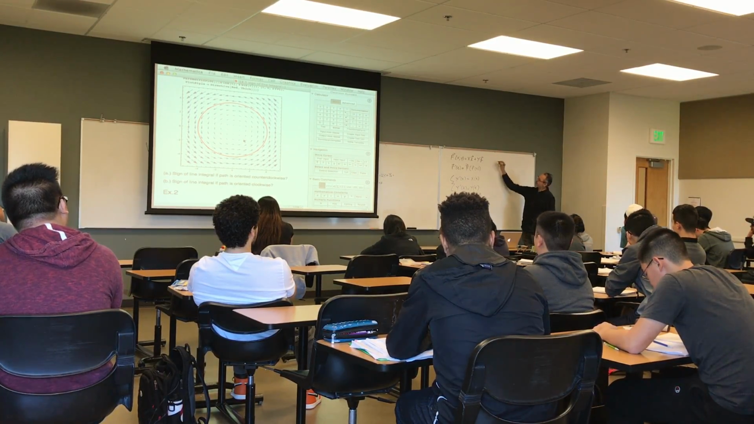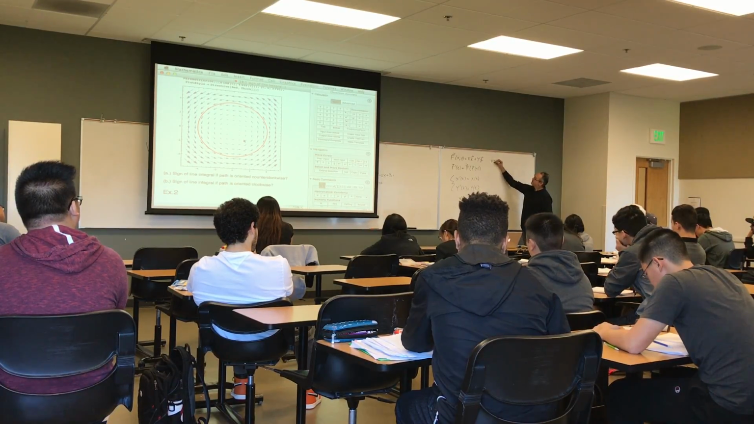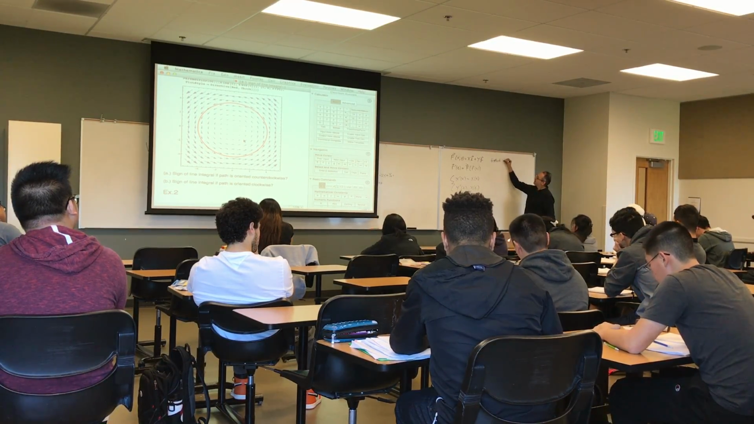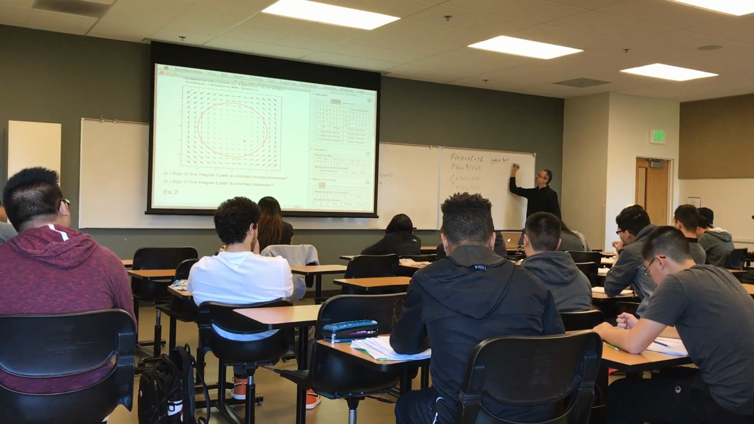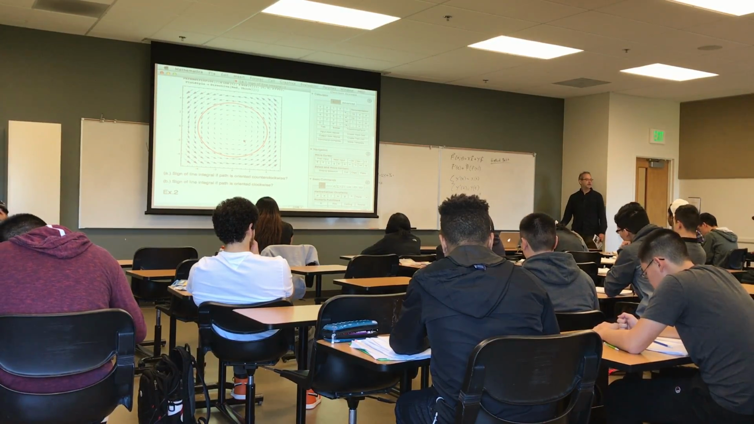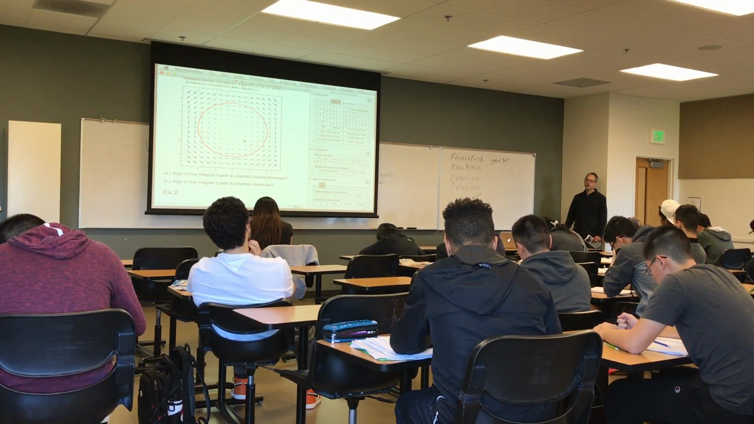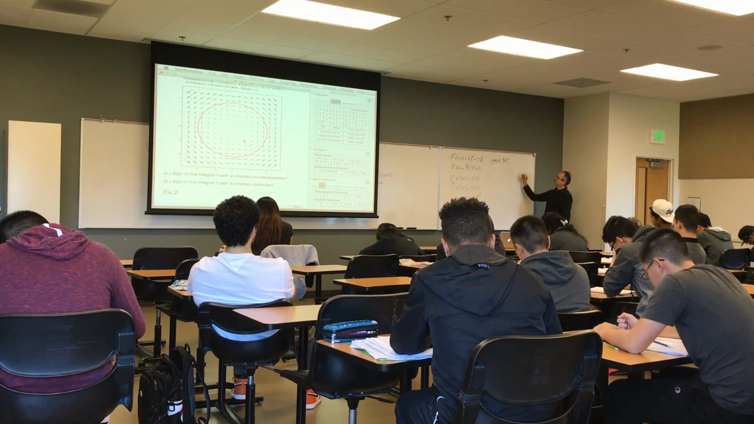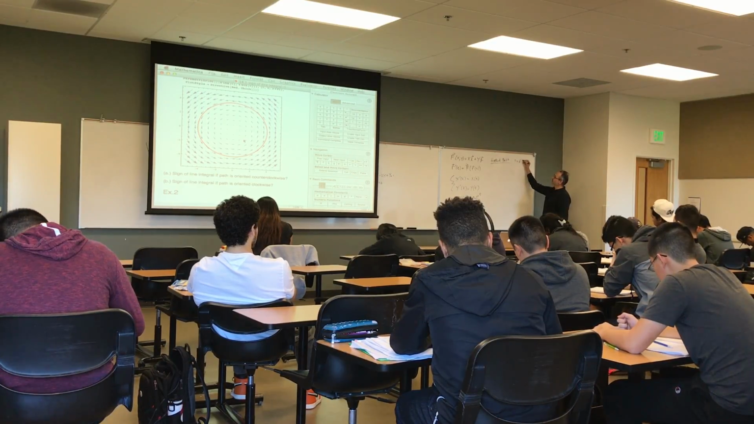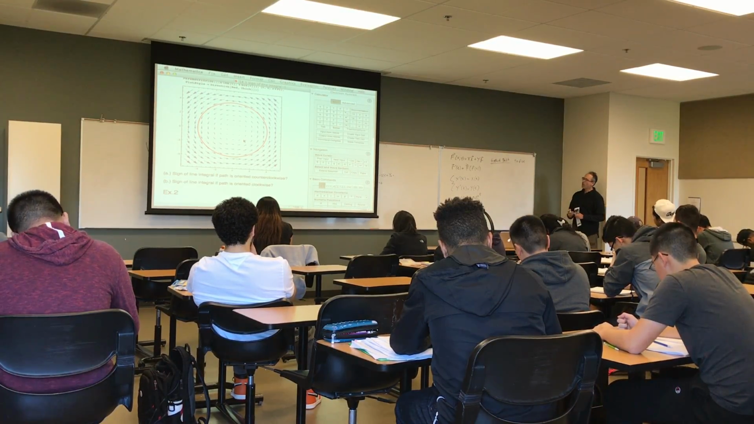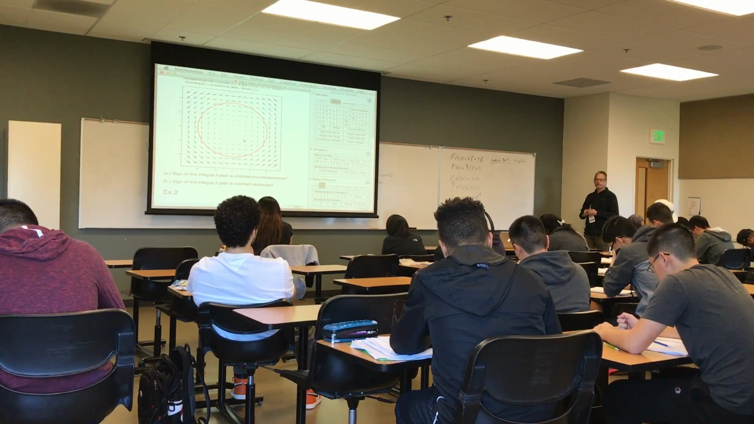So here's the parameterized version. See if you can find the explicit form of this kind of flow. So we're looking for something where y is some kind of a function of x. See if you can figure that out.